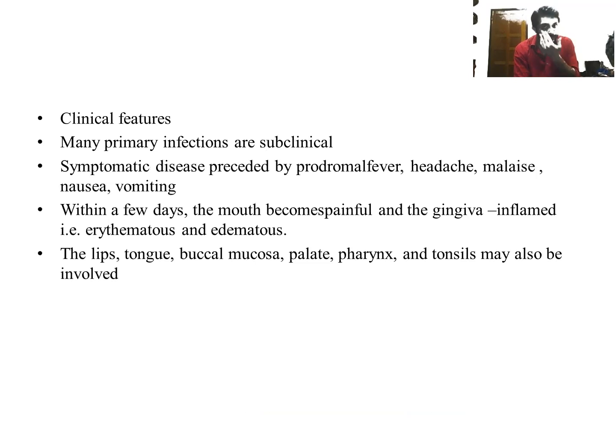Clinical features. Many primary infections are subclinical. Symptomatic disease is preceded by a prodromal period of fever, headache, malaise, nausea, and vomiting. Within a few days, the mouth becomes painful and the gingiva gets inflamed, that is erythematous and edematous. The lips, tongue, buccal mucosa, palate, pharynx, and tonsils may also be involved.